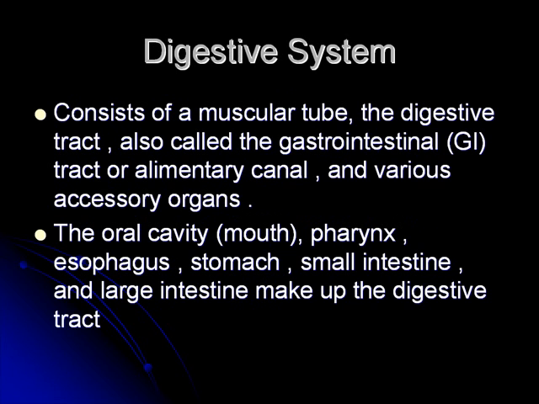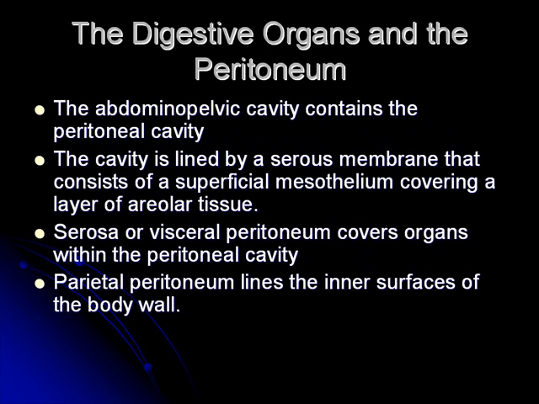Now basically when we talk about the digestive system, we're talking about a muscular tube, a closed system. The digestive system, or the digestive tract, also called the gastrointestinal tract or the alimentary tract, has various accessory organs which aid in breaking down food products into molecular structures which we can use as an energy source. This starts with the oral cavity, and the oral cavity, the mouth, the pharynx, then leads into the esophagus, stomach, small intestines, and large intestines that make up the digestive tract.